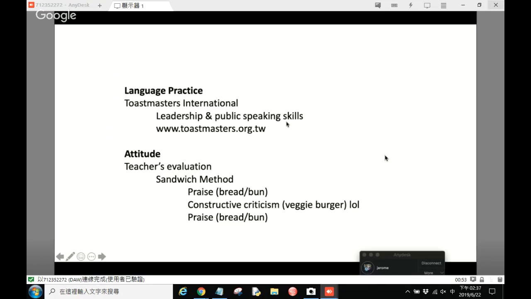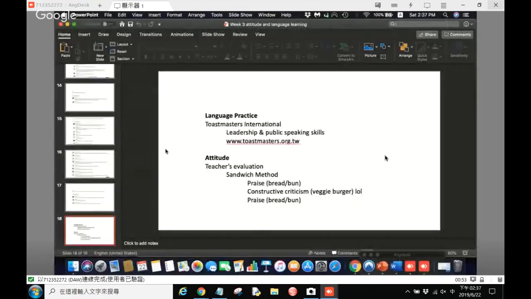Do we have that in Kaohsiung? Yes, we have many clubs. How to join that? And where can we find the information about the way to join this club?